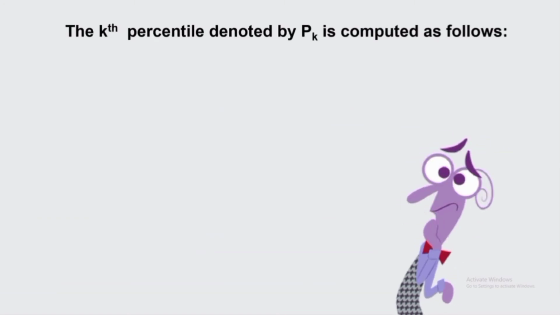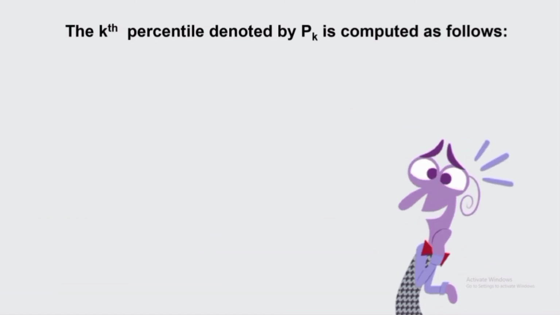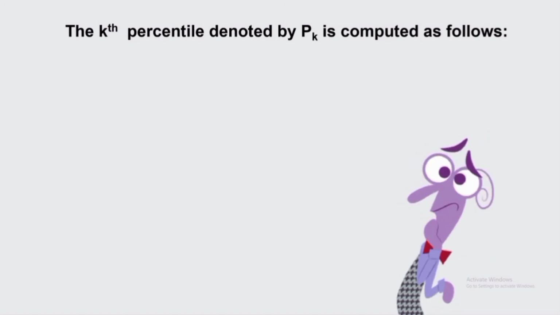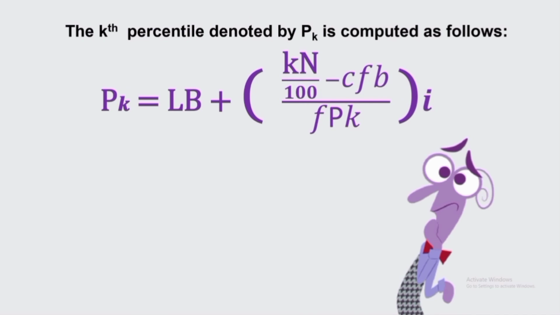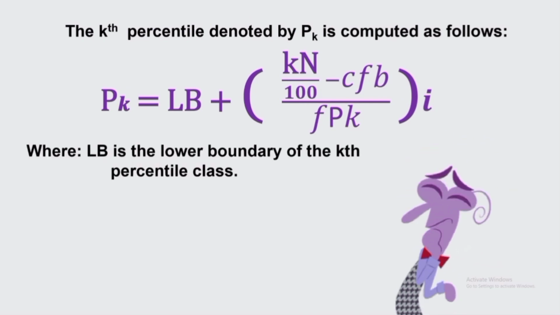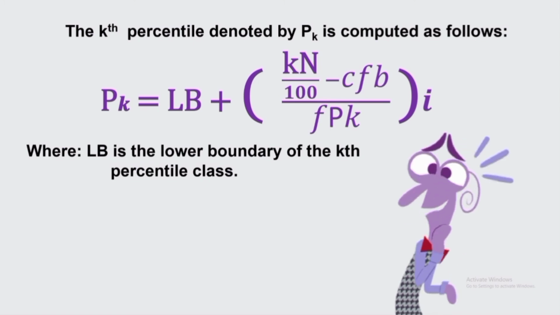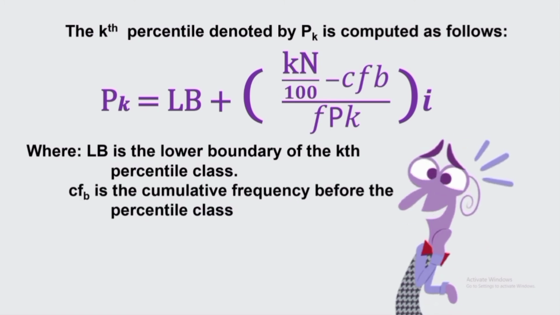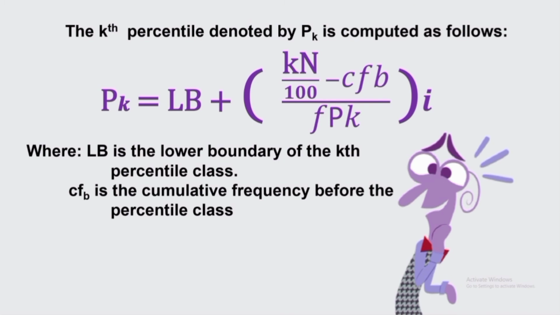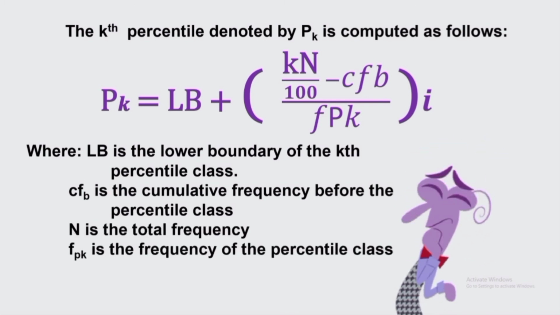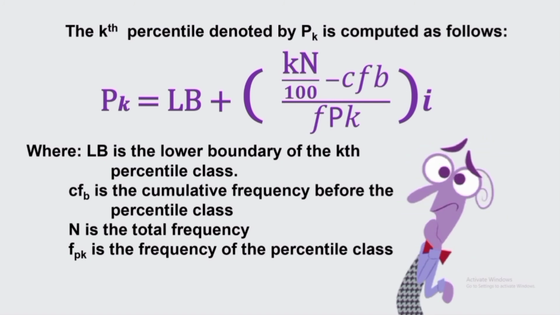The kth percentile, denoted by P sub k, is computed as follows. Now here is the formula. Where LB is the lower boundary, CF is the cumulative frequency, N is the total frequency, F is our frequency, and I is the size of the class interval.